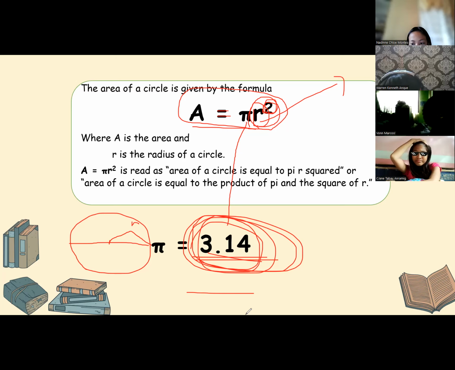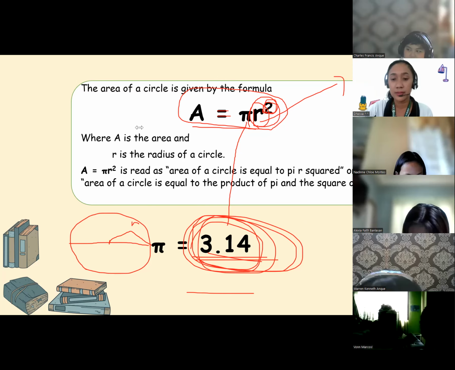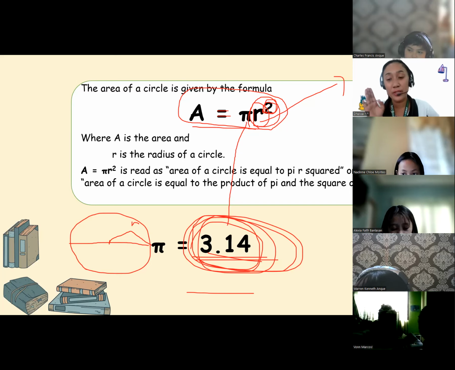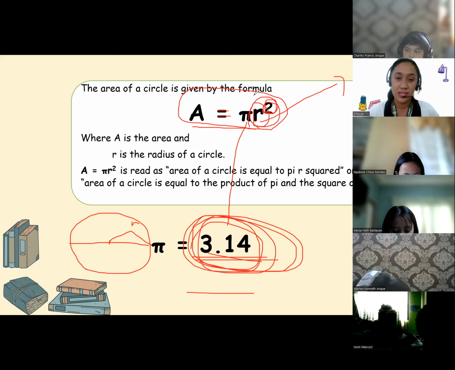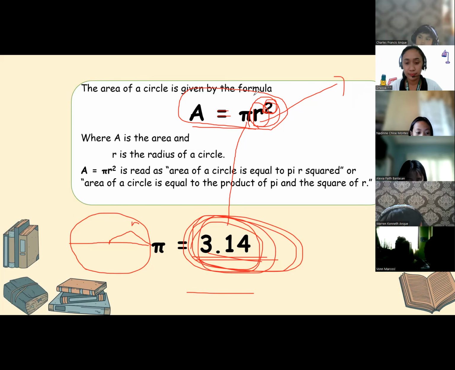Okay, very good. So what is R squared, Warren? Kenneth? R squared means? Warren, answer me. Turn on your microphone. Hi, Marco. Good afternoon. Yes, we have Eunice. Very cute, Eunice. Hi, Muniz. Good afternoon.